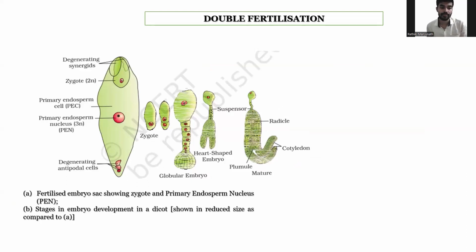Coming to the next topic, it is all about double fertilization. When I'm talking about double fertilization, you should know that after the pollen tube enters one of the synergids, it releases the two male gametes into the cytoplasm of the synergids. So this one thing is clear now.